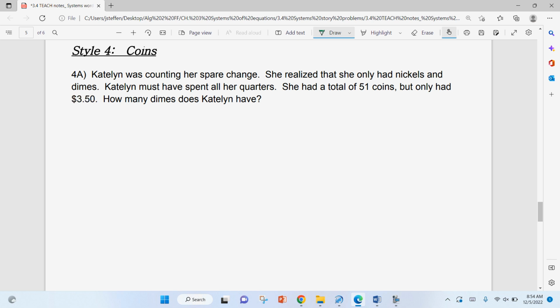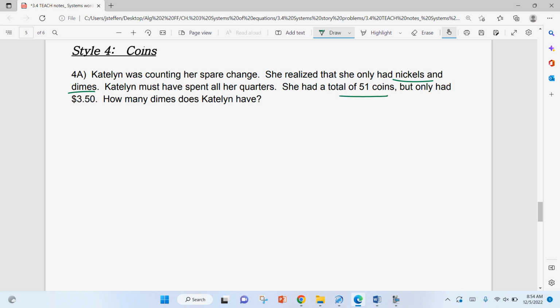Caitlin was counting her spare change. She realized she only had nickels and dimes. So those are her 2 things, nickels and dimes. Caitlin must have spent all her quarters. We don't care. Good job, Caitlin. That's great. I guess we should highlight nickels and dimes. That's probably important. We don't care that she spent all her quarters. All we care about is nickels and dimes.